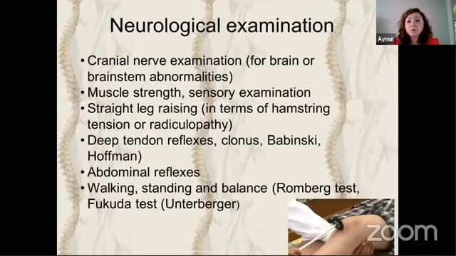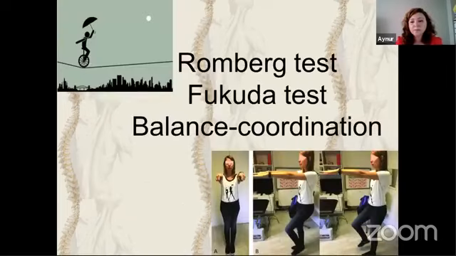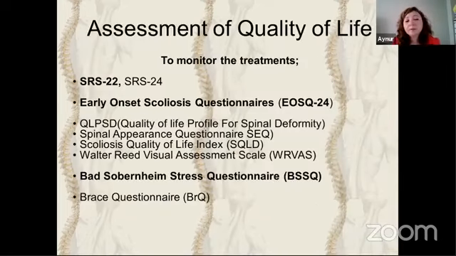We must lastly do a neurological examination: cranial nerve examination, muscle strength, sensory examination, straight leg raising, deep tendon reflexes, clonus, Babinski, abdominal reflexes, walking, standing and balance, Romberg test, Fukuda test or others. After physical examination, we must assess the quality of life.